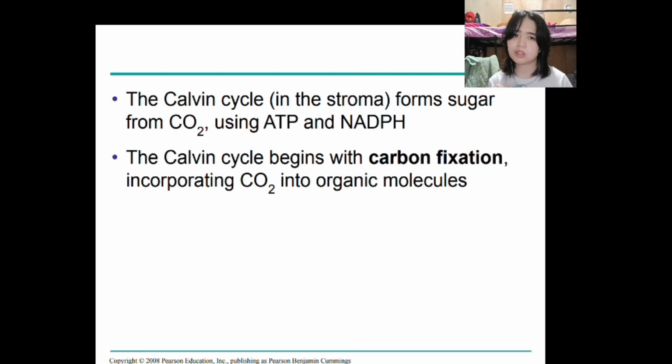Now the next one, the Calvin cycle, which happens in the stroma, forms sugar from carbon dioxide using ATP and NADPH. The Calvin cycle begins with carbon fixation, incorporating carbon dioxide into organic molecules, which basically means this is when carbon dioxide gets turned into more useful organic molecules. And with ATP, NADPH, and the fixed carbon, they can now be converted into glucose, which we also know as sugar.